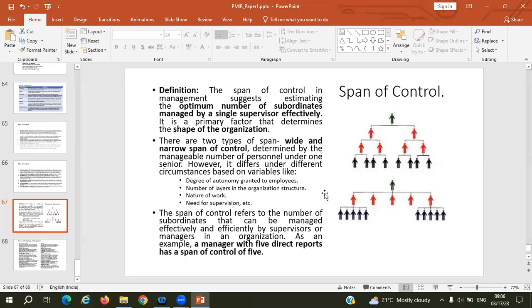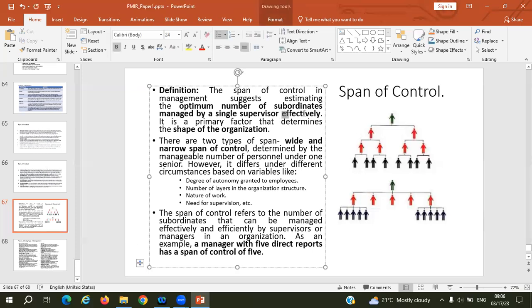The first one is: the span of control in management suggests estimating the optimum number of subordinates managed by a single supervisor effectively. There is a word written here, effectively. You can observe. This is a very important word, effectively. If you answer this question, you have to mention this word. It is the primary factor that determines the shape of the organization.